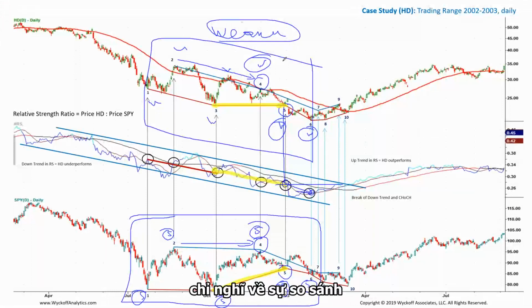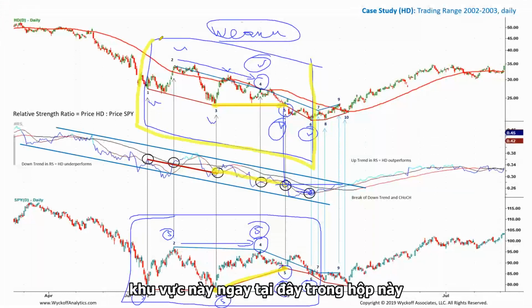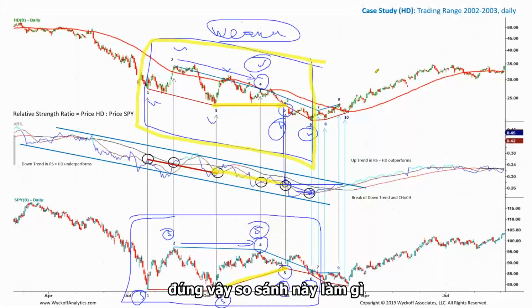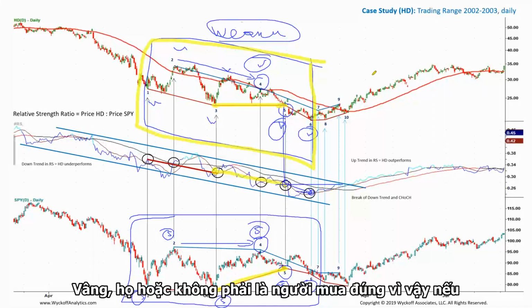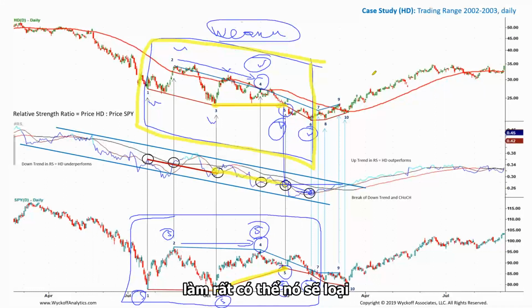Think about the comparative analysis that we've done in this area right here in this box. So what does this comparative analysis suggest the institutions are doing? Are they buyers or sellers? They're sellers, or at least they're not buyers. So if they don't buy, what is the stock going to do?